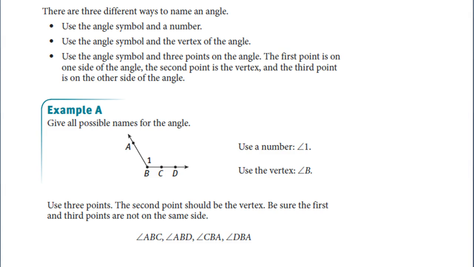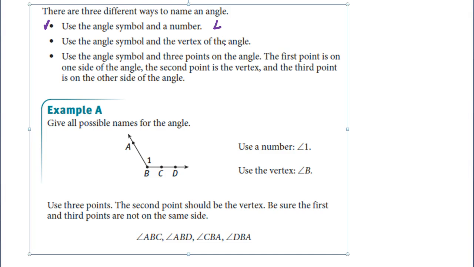There are 3 different ways to name an angle. You can use the angle symbol and a number. The angle symbol looks like this. You can use the angle symbol and the vertex of an angle. Vertex of an angle is a point, so that's going to be a capital letter. Or third way, you can use the angle symbol and 3 points on the angle. The first point is on one side of the angle, the second point is the vertex, the third point is on the other side of the angle.